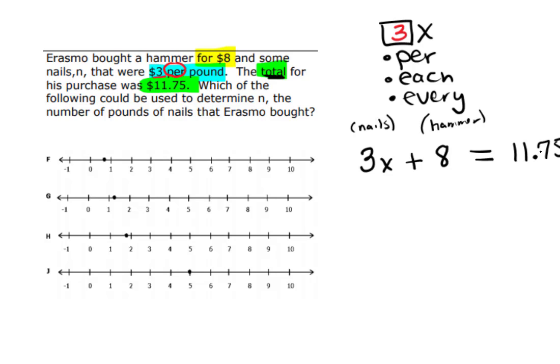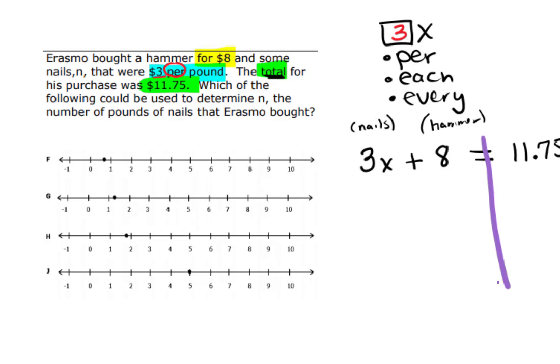So notice that this is an equation because they told us that the total for his purchase was $11.75. It's not less, it's not greater, it's just exactly $11.75, so that's an equal sign. Now to solve it, because the numbers are on a number line, you can see that there's no arrows, only dots, because we have to figure out what is x.